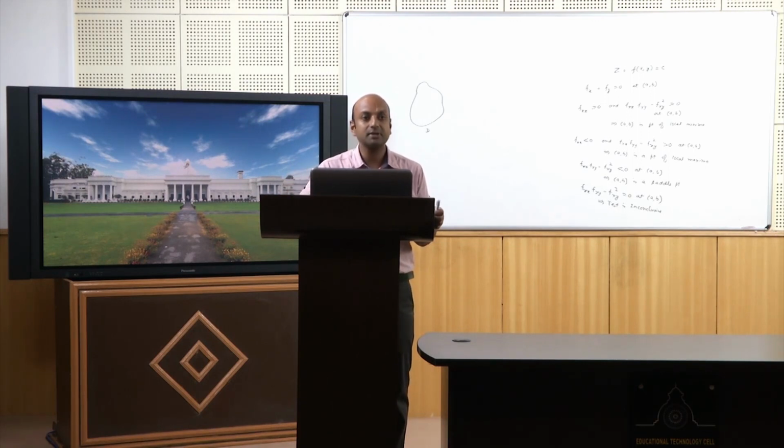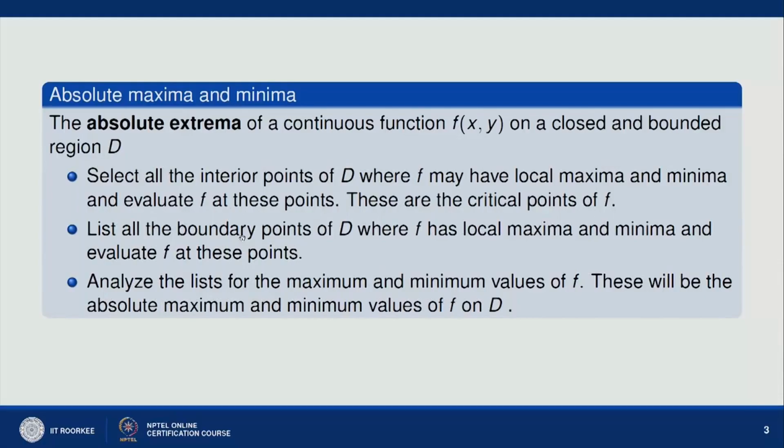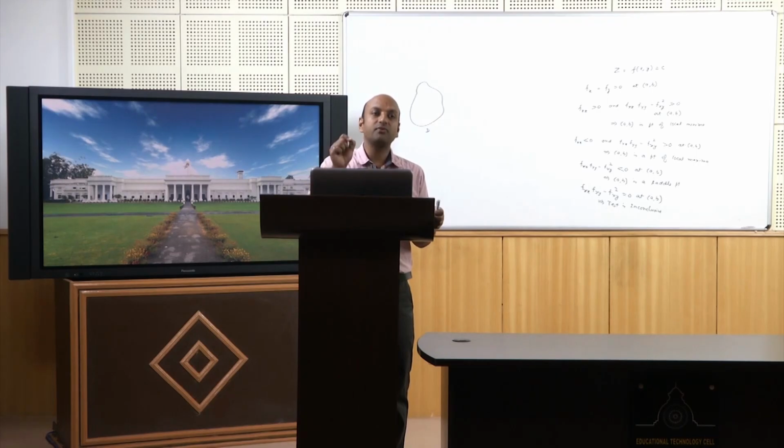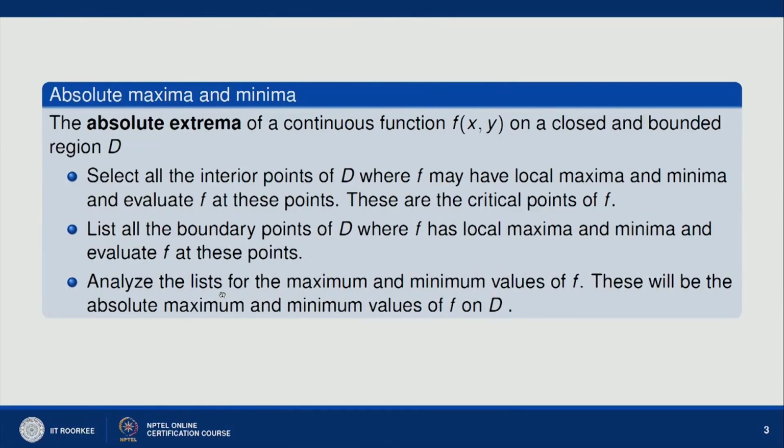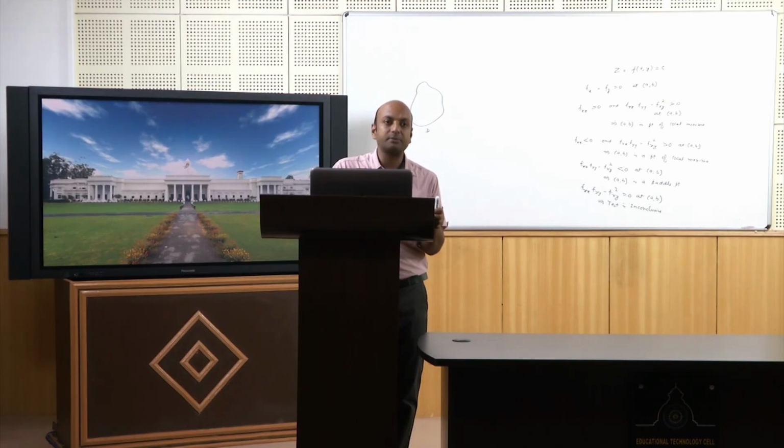The second step is to list all the boundary points of D where f has local maxima and local minima and evaluate f at these points. Then we find the points where f attains local maxima and local minima on the boundary. Analyze the list for the maximum and minimum values of f. These will be the absolute maximum and absolute minimum values of f on D. So let us understand these steps by an example.